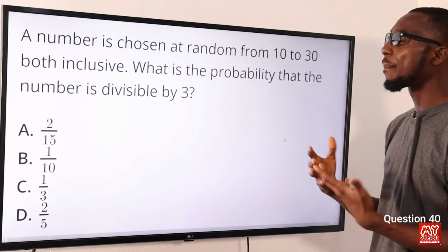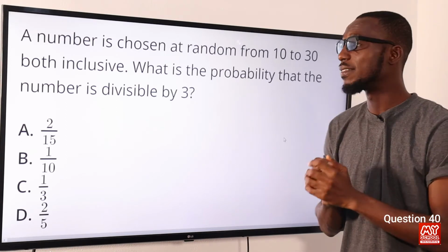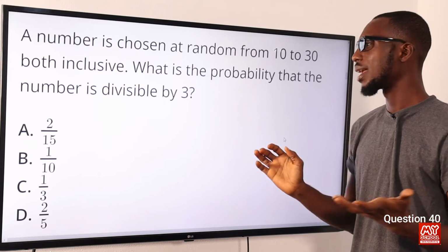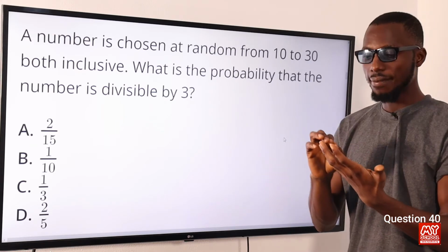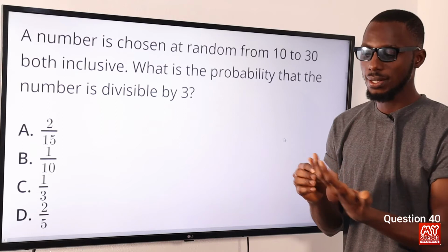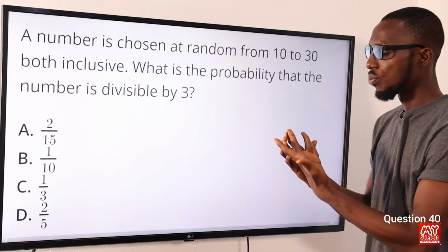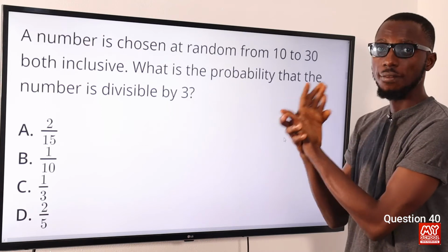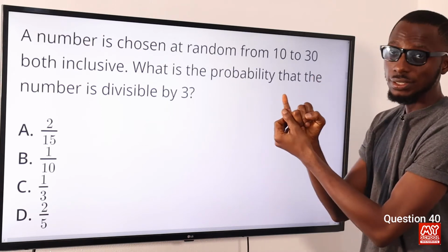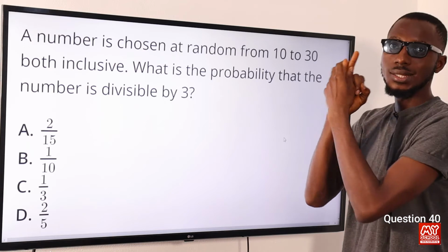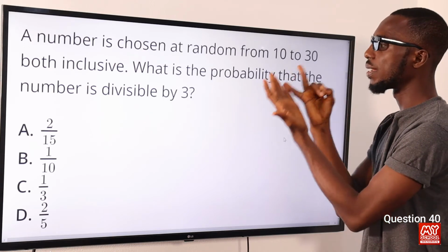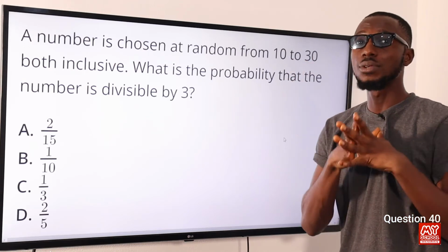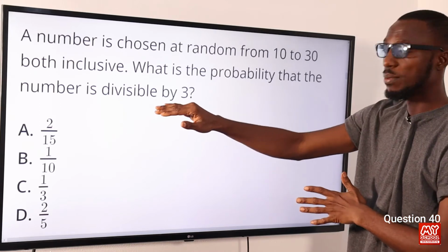So how many of these numbers are divisible by 3? Let's start searching from 10. We have 12, we have 15, we have 18, we have 21, we have 24, we have 27, we have 30. So how many have we counted? We've counted 7. So 7 out of 21 numbers are divisible by 3.